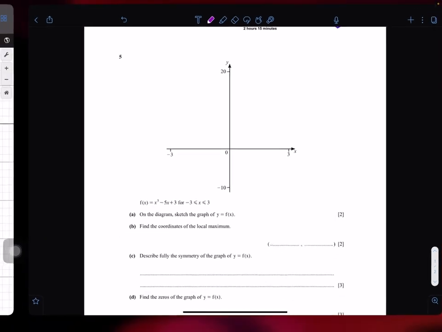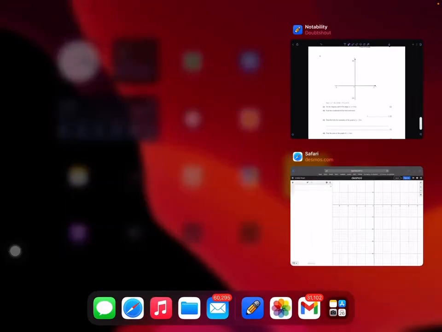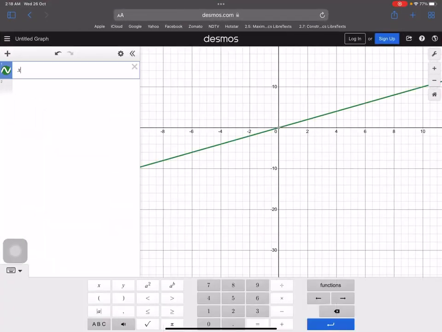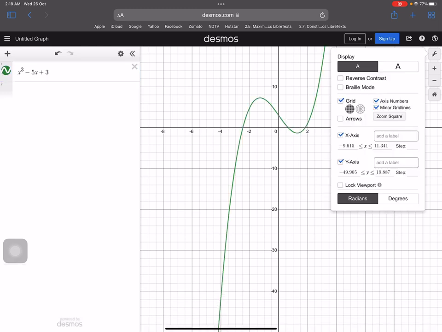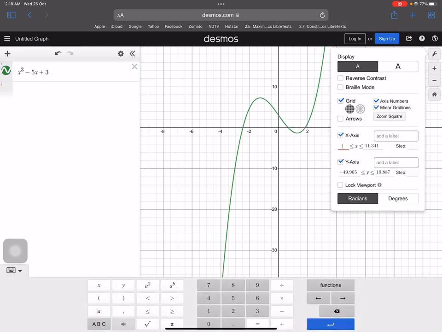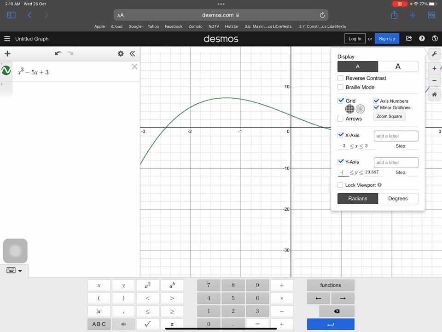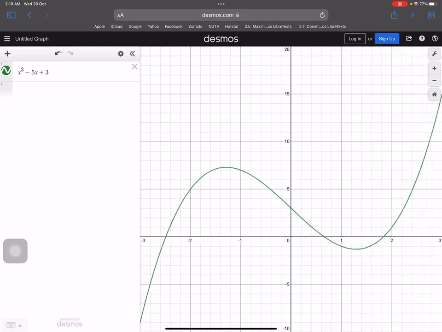To show you the same thing, I'm going to take this equation in Desmos and show you how to plot it. So the equation is x raised to 3 minus 5x plus 3. The domain of the graph should be from -3 till +3, and the range is from -10 to 20. You have to exactly capture this graph.